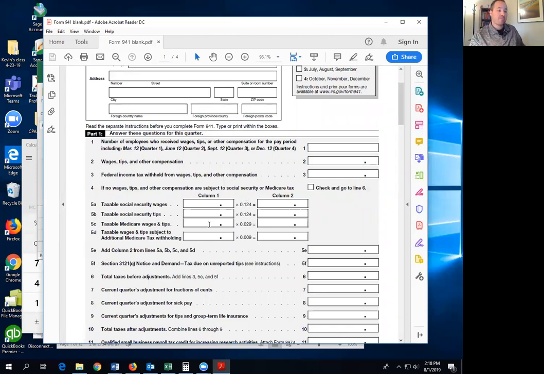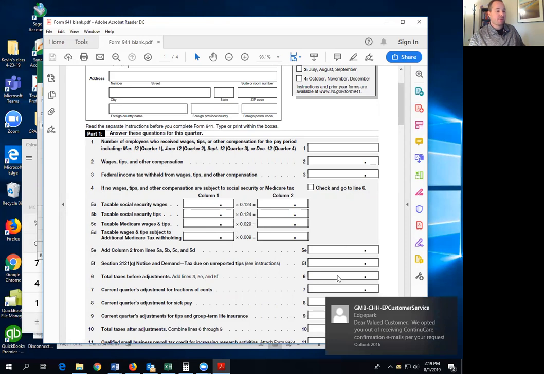And then Medicare. Medicare isn't nearly as tough to find the wages, the taxable wages. And then you're going to multiply that by the employee and employer together, so the 1.45 times 2. And you'll get the amount. You're going to add up all the amounts here from column 2 and put them here in line 5E.